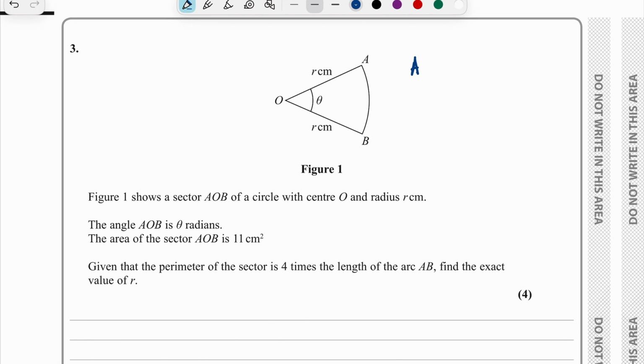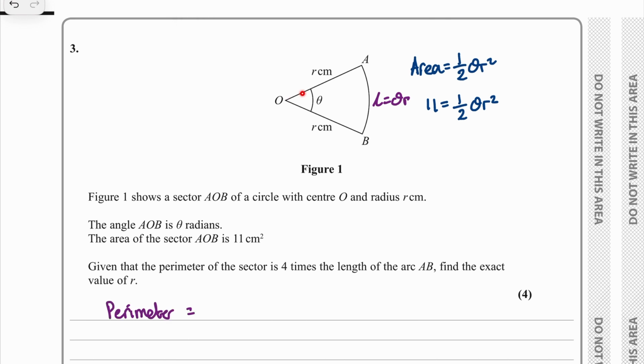So we know that the area of a sector is 1/2 theta r squared, and we've been given that the area is 11. We also know, because we're dealing with radians, this arc length will be theta r. So we'll say L equals theta r, where L is the arc length. So the perimeter will be the 2 radii plus theta r, so 2r plus theta r.